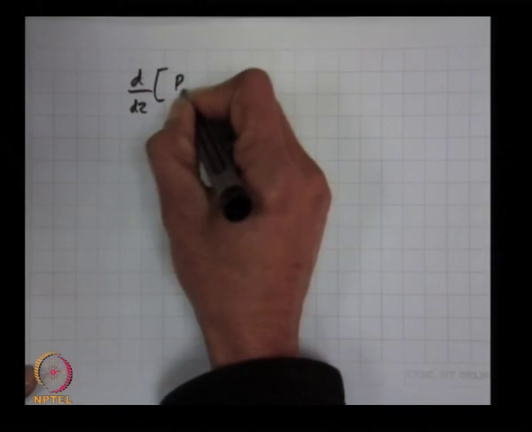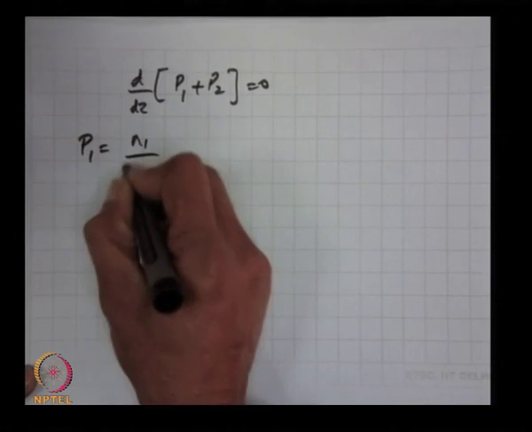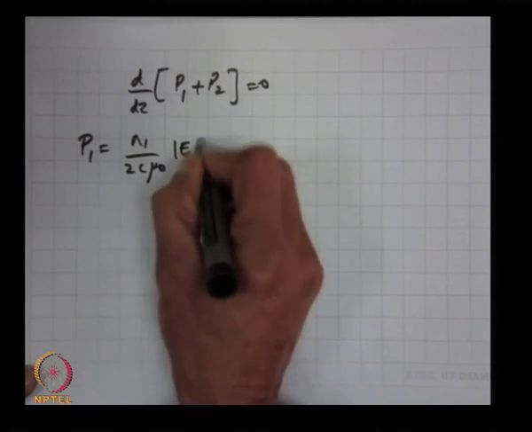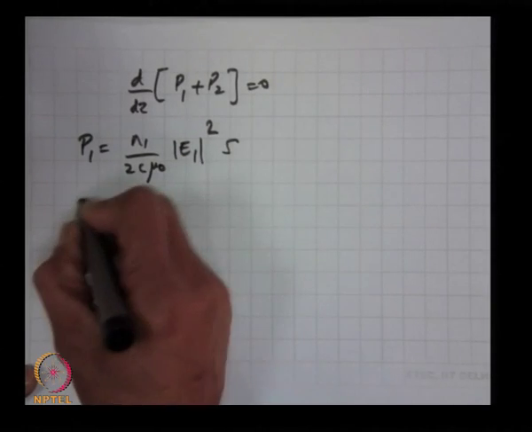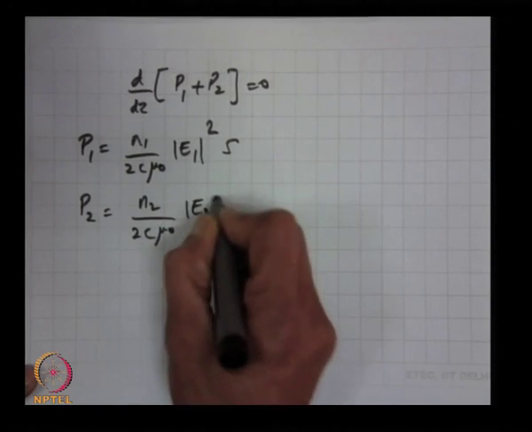Okay, the last question. Please do not forget the n refractive index sitting in the power expression. The power is related to n times mod E square. So if the power in the fundamental, what you need to show is d by dz of P1 plus P2, and P1 is n1 by 2c mu 0 mod E1 square into the area. And similarly, P2 is n2 by 2c mu 0 mod E2 square into the area.